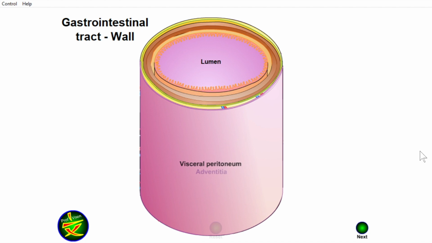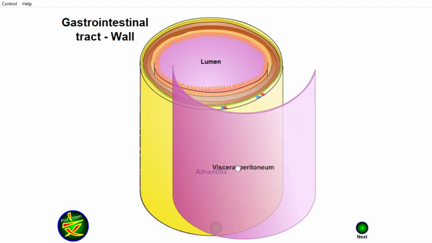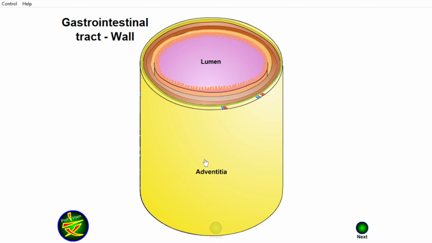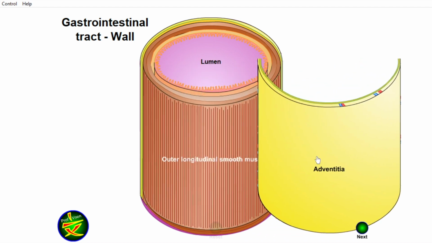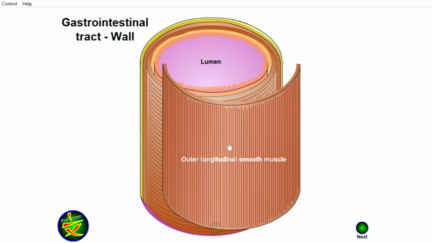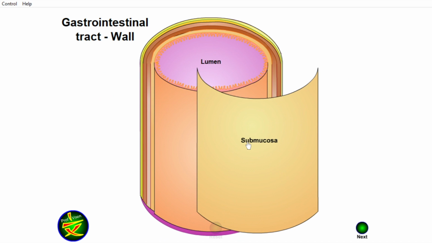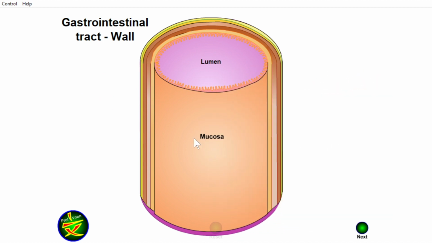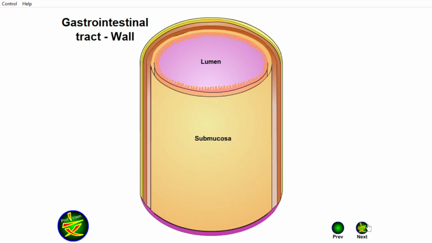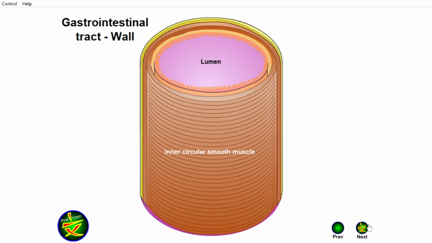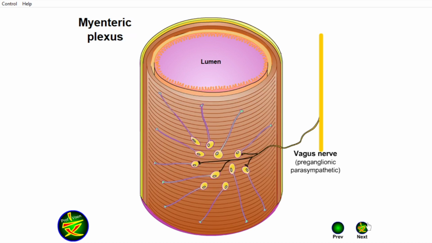In this program, we're going to look at the layers that form the wall of the gastrointestinal tract, and it will end with looking at the nerve plexus within. If we remove the initial covering of visceral peritoneum and adventitia, we'll see that there's an outer longitudinal layer of smooth muscle around an inner circular layer of smooth muscle, and when we remove the submucosa, we're left with the mucosa within.